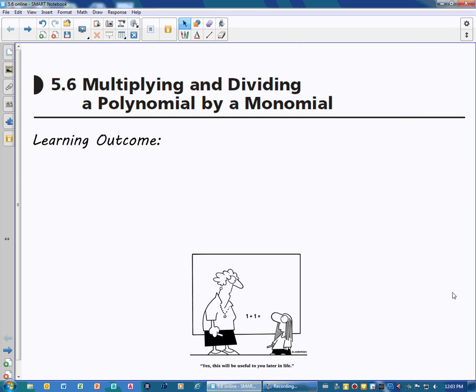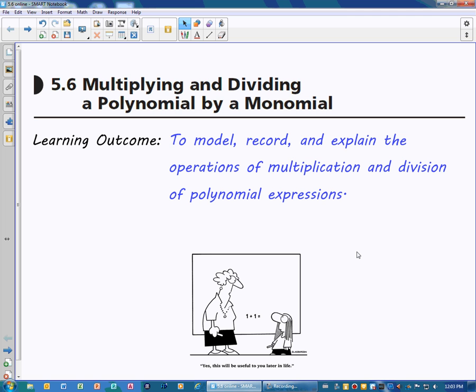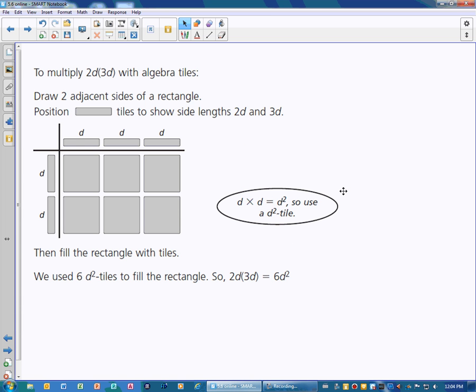Okay, so let's do 5.6, multiplying and dividing a polynomial by a monomial. Let's start with the learning outcome. Last time, to model, record, and explain the operations of multiplication and division of polynomial expressions. Okay, so let's get started. And we're going to be using algebra tiles again.